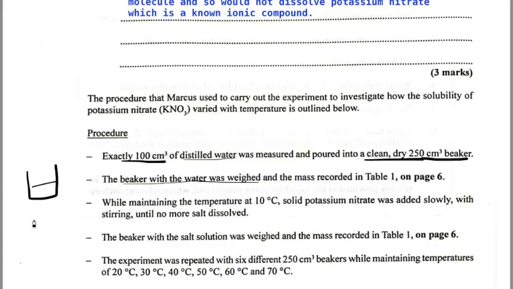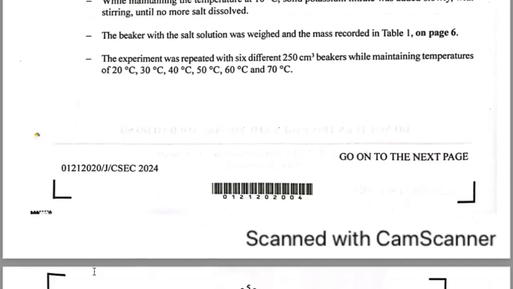Step 3, while maintaining the temperature at 10 degrees Celsius, solid potassium nitrate was added slowly with stirring until no more salt dissolved. That's telling us something. When they reach the point where no more salt dissolved, then it means saturation has taken place. The beaker with the salt solution was weighed and the mass recorded in table 1 on page 6 again. The experiment was repeated with 6 different 250 cm cube beakers while maintaining temperatures of 20, 30, 40, 50, 60, and 70 degrees Celsius. So we are changing the temperature each time, and we're looking to see what mass of the substance we actually get dissolving. So let us go over to the next slide.